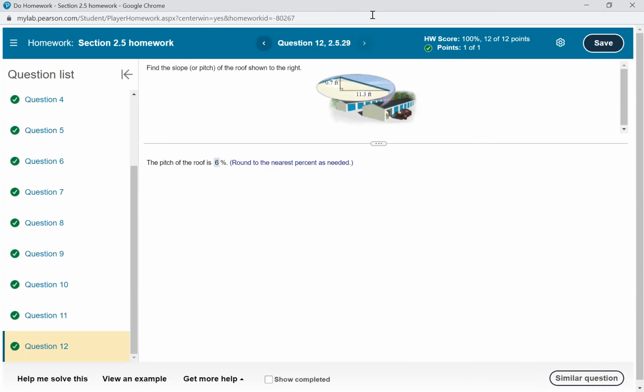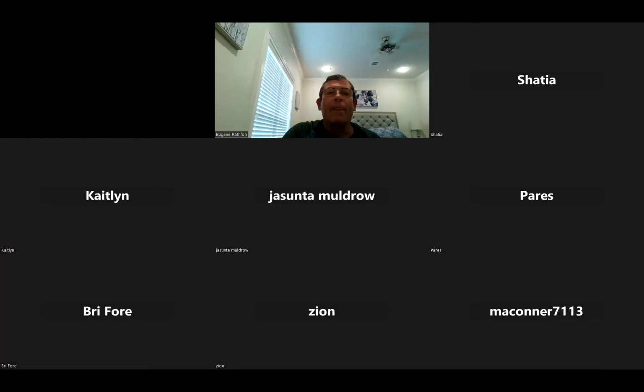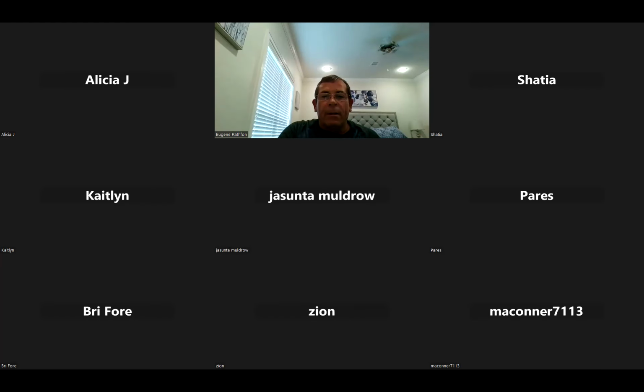Y'all, so I'm going to stop my share now. So that's the world of the slope of a line. Remember, slope is just the rise over the run. Okay? Positive slopes are uphill. Negative slopes are downhill. A zero slope would be a horizontal line, which they're not bugging you with on the homework yet. And then a vertical line would have the undefined slope.